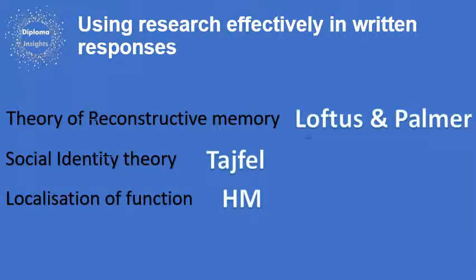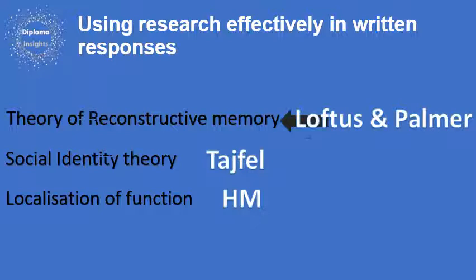Using research effectively requires you to explicitly link the study you have chosen to the question. A lot of times students will, for example, describe the theory of reconstructive memory and then describe the Loftus and Palmer study. And what they might fail to do is explain how the Loftus and Palmer study clearly links to the theory of reconstructive memory. Same for social identity theory.